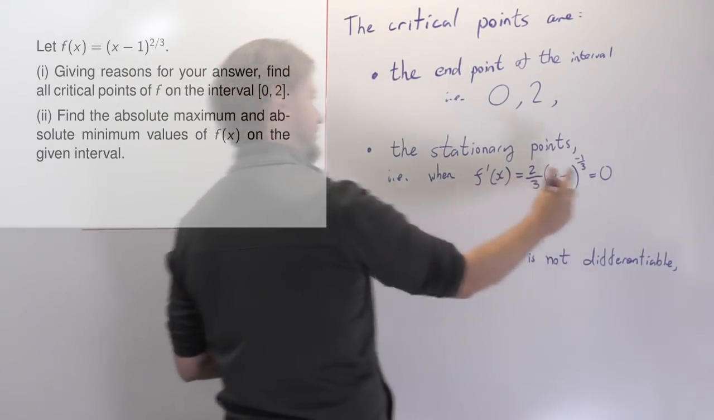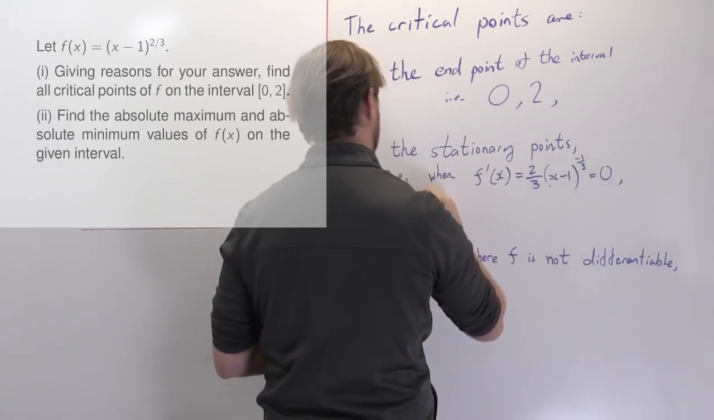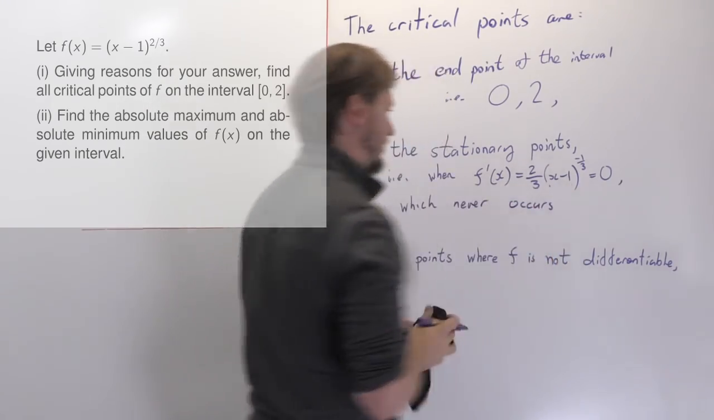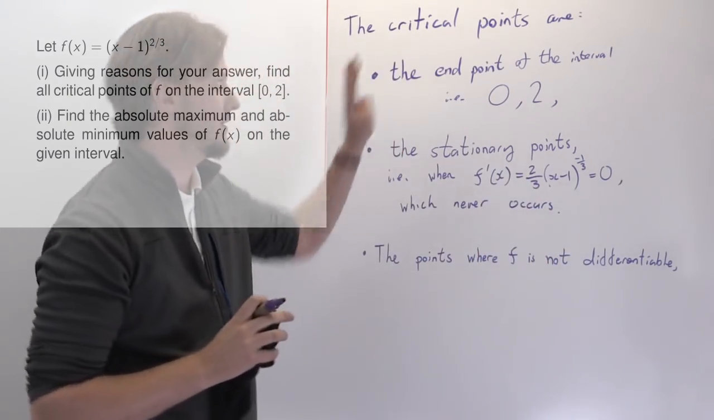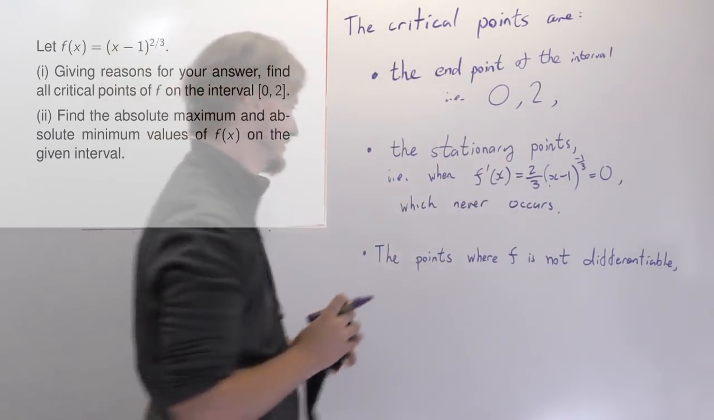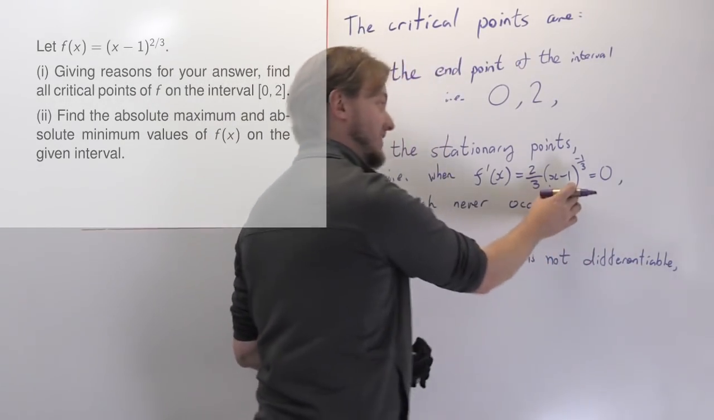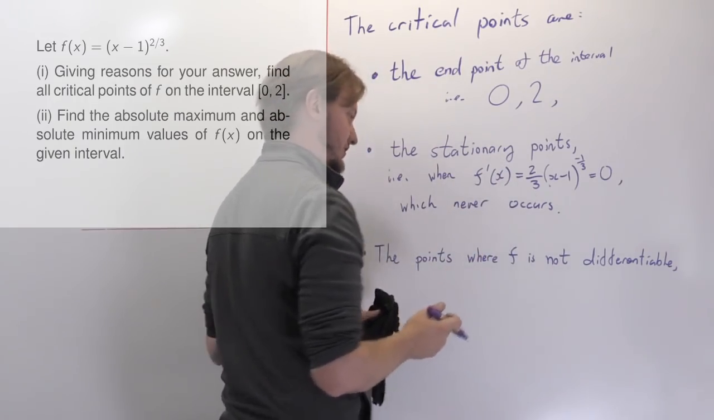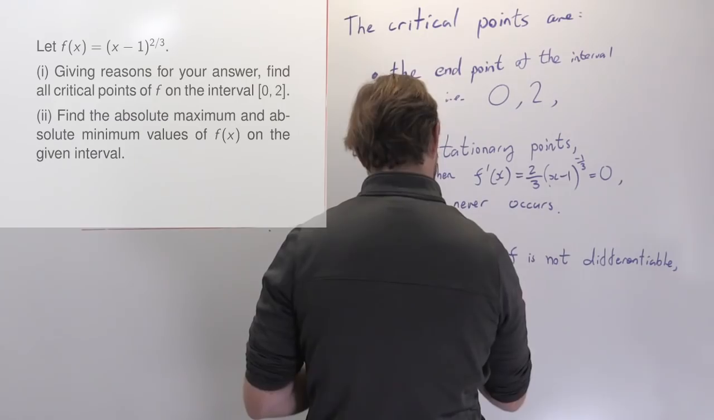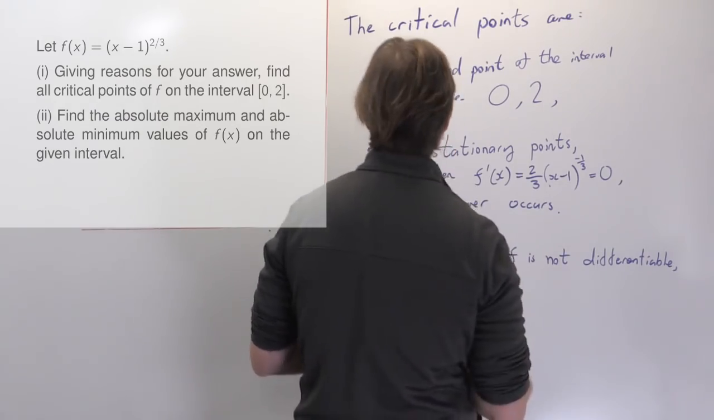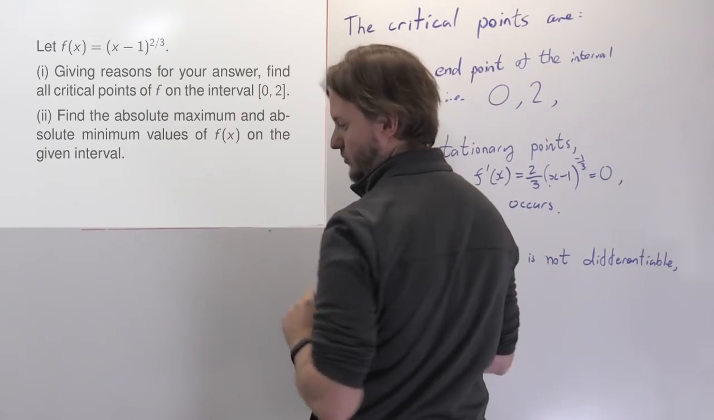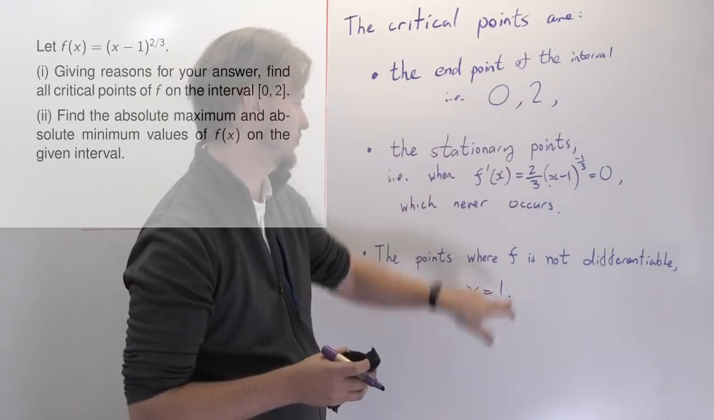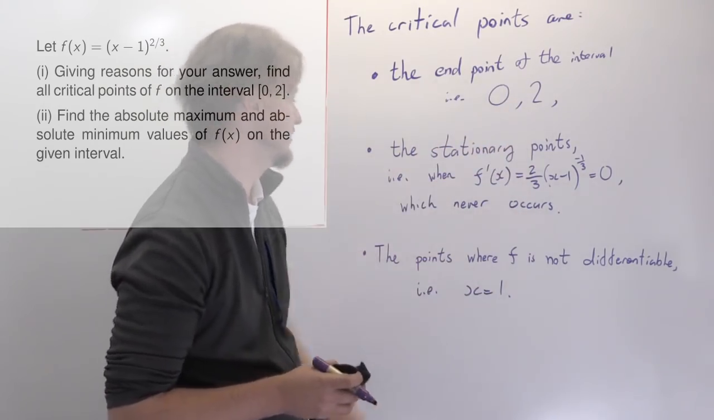Alright, so the stationary points are when this is equal to 0, which never occurs. Okay, so actually we only have 2 types of critical points. This one never does actually happen. And the point where it's not differentiable, this is the one where this breaks down. When the thing inside here tends to 0, the derivative is not defined. So this is x equals 1. And that is in the region given, 0 to 2. Alright, so there's actually 3 critical points, 0, 2, and 1. And 1 is in that range.